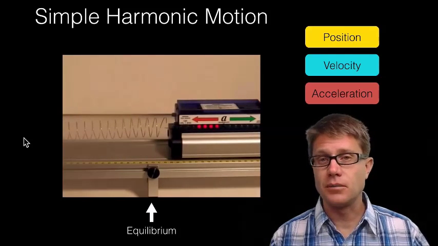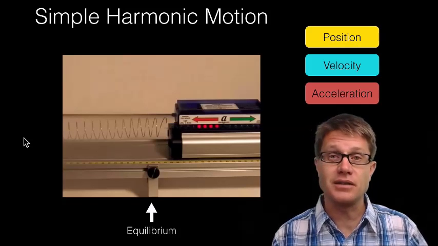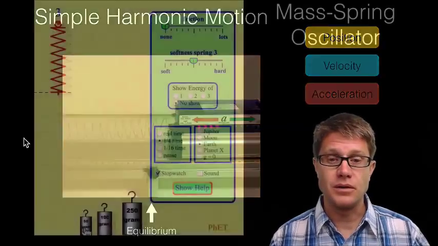Let's let it go again. It's going to move over to this side. Now our position is maximum to the right. What about velocity? It's back to 0 again. Where's our acceleration? It's going to be maximum now towards the left.